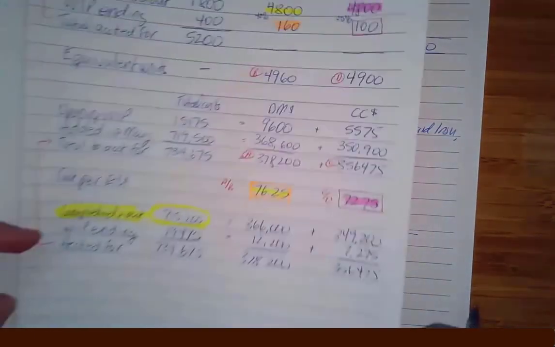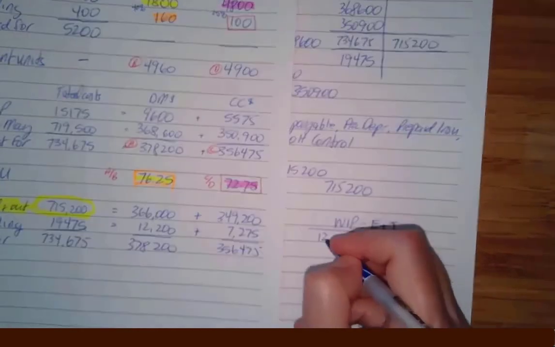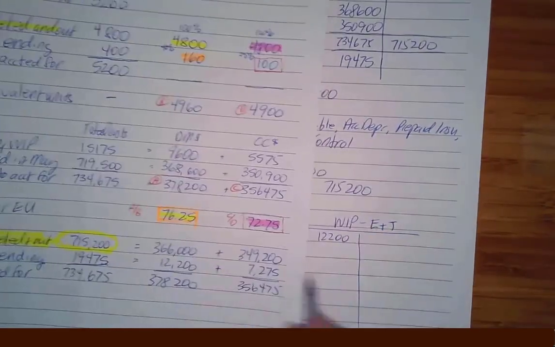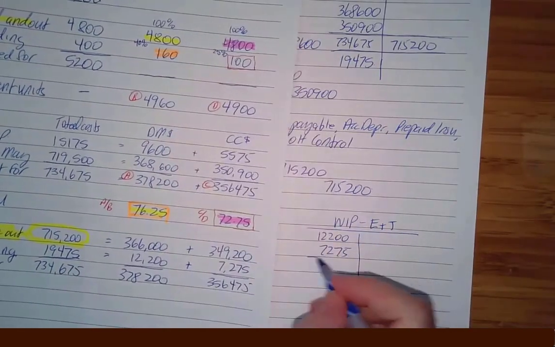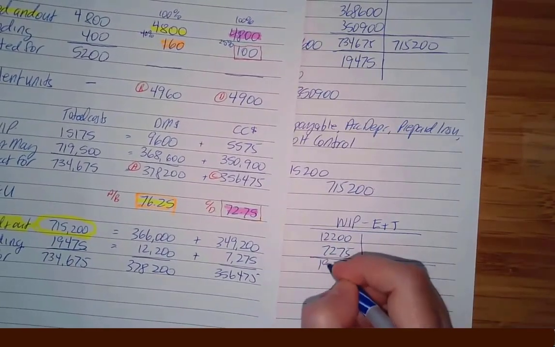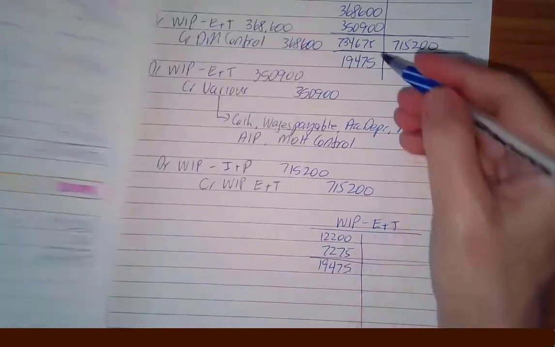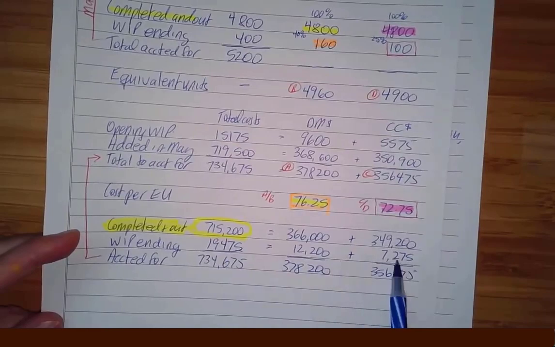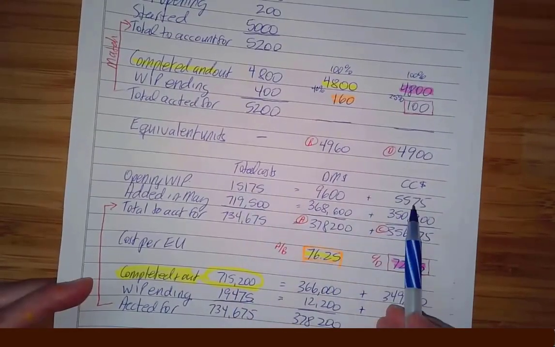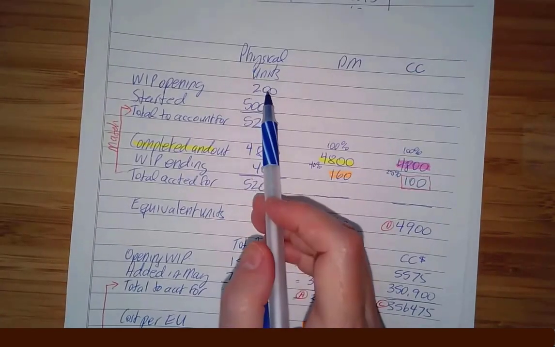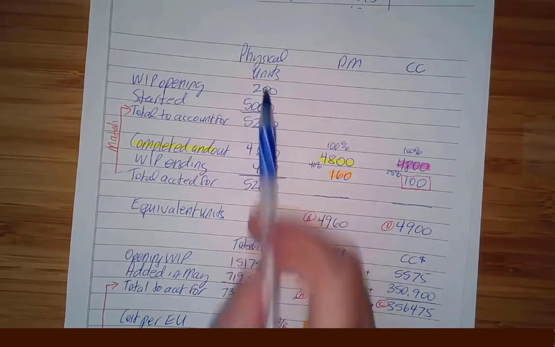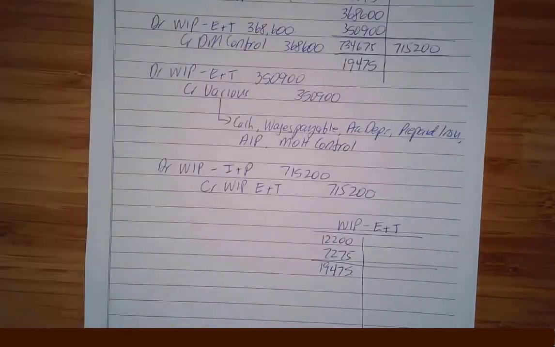All right, so what do we carry forward in this department, the E&T, for next month? Well, we know what we're going to carry forward. We're going to carry forward 12,200 in direct material, and we're going to carry forward 7,275 in conversion costs. The total of that is going to be 19,475. This information right here will simply be taken and transferred up to here for next month. These 400 units that are the ending inventory will transfer next month into the opening inventory, and we'll see 400 units up there. All right, so it seems fairly straightforward when we're doing weighted average.